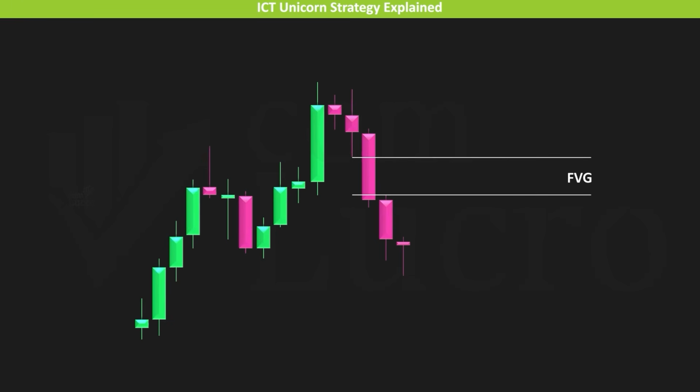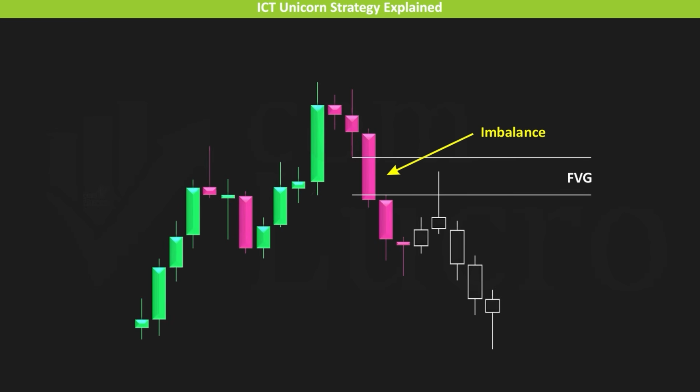Fair value gaps are also treated as supply or demand zones because they represent imbalance in the market. When a bearish fair value gap appears, it shows that selling pressure has clearly outweighed buying pressure, often driven by institutional activity. This creates market inefficiency, and price usually returns to that area to rebalance.